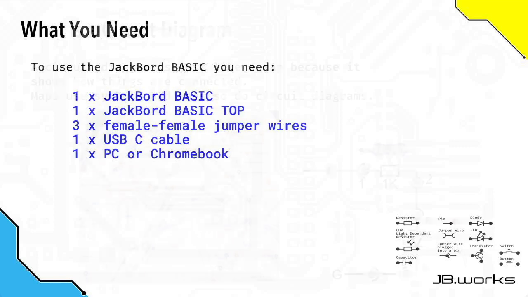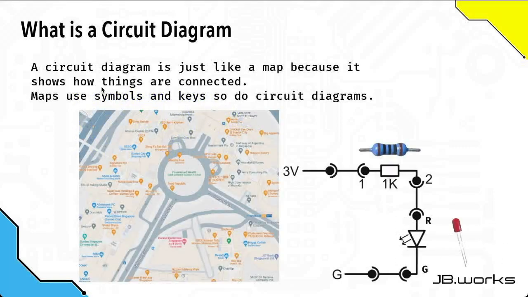PC or a Chromebook. A circuit diagram is in many ways like a map, because it basically shows how things are connected. If you look at this map here, you've got these roads in grey, and then you've got all of these places that are connected to these roads, and you've got little side roads here. And again with the circuit, you've got the wires, which are equivalent to the roads, and then the components, which are equivalent to buildings. And so the components are connected by wires, just like buildings are connected together by roads.